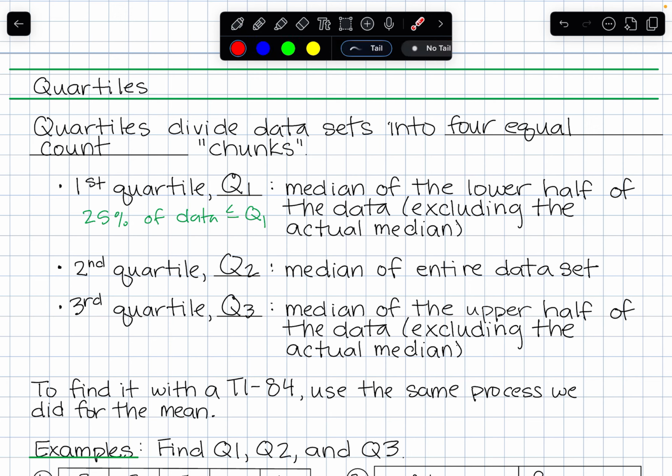Our second quartile is equal to the median of the entire data set. If I look at that line where I cut it into 4 equal chunks, my second quartile is right in the middle. It's the halfway point, and that's exactly what our median is. What that means is that 50% of my data should be less than or equal to quartile 2, or my median.